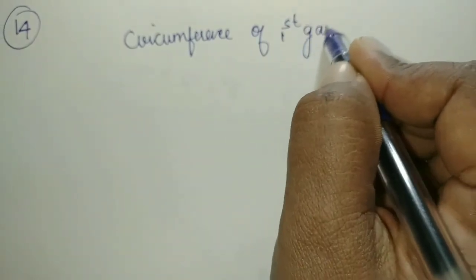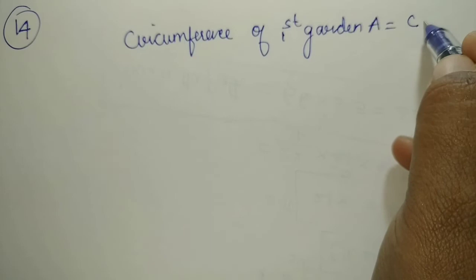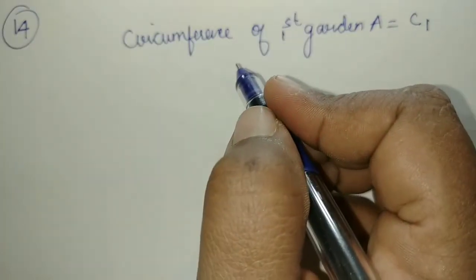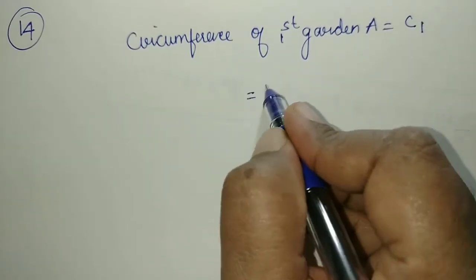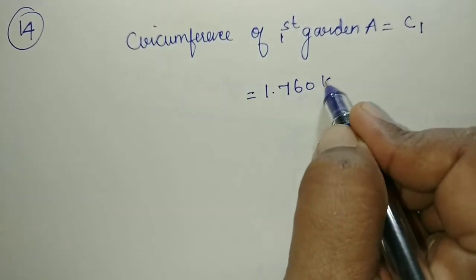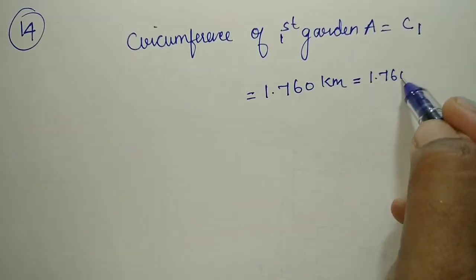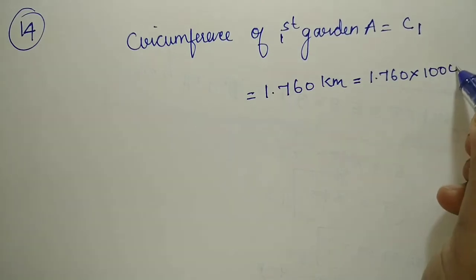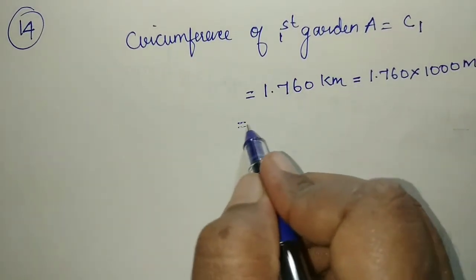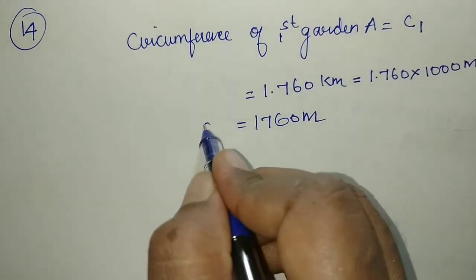First garden is A, let its circumference be C1. How much is it given? 1.760 kilometer. Convert kilometer into meter. You know 1 kilometer is equal to 1000 meter. Multiply by 1000 meter, so you will get 1760 meter. This is C1.